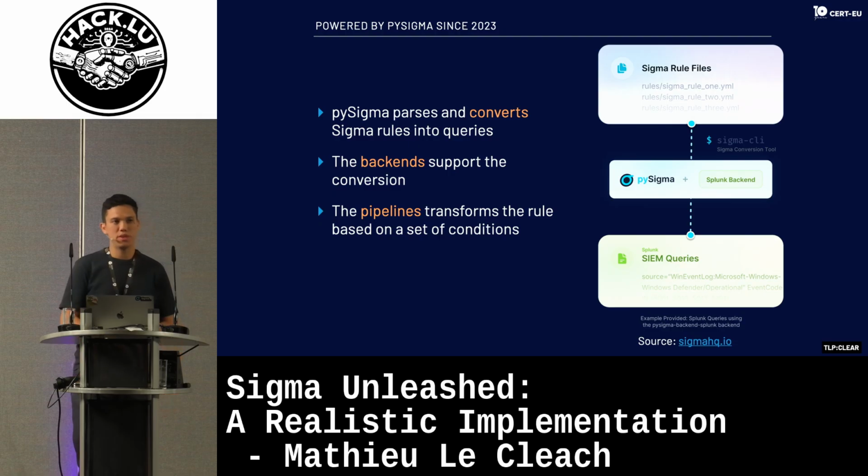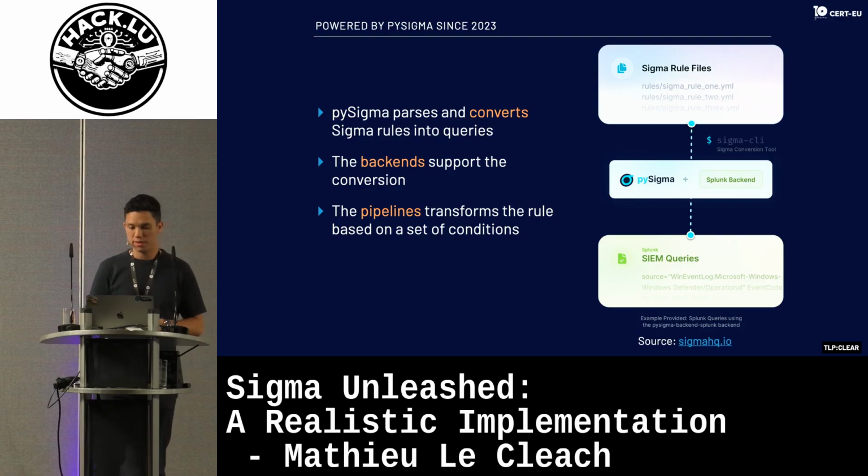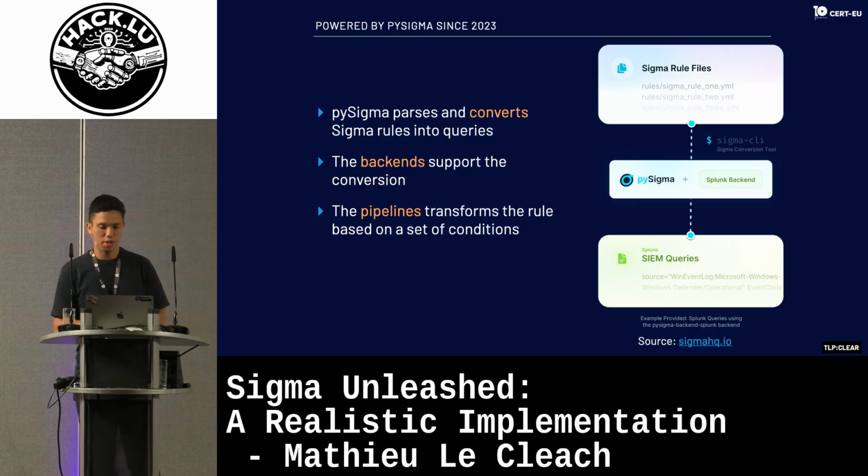So Sigma was introduced in 2017 by Thomas Patzke and Florian Roth. And it was actually at Hack.lu. Back in the day, the transformation and the conversion was handled by Sigmac. And since 2023, Thomas introduced pySigma. And it's actually a Python library where you can parse the Sigma rules and convert them into queries.